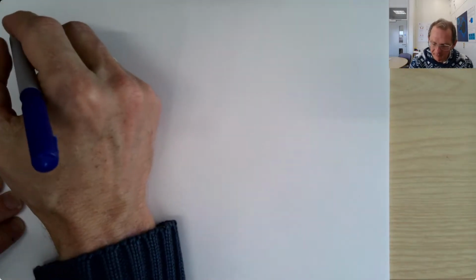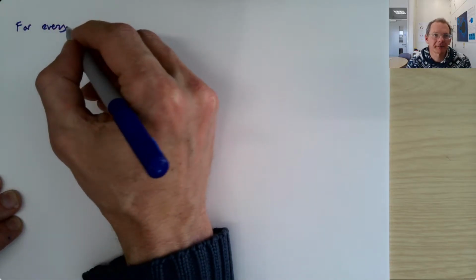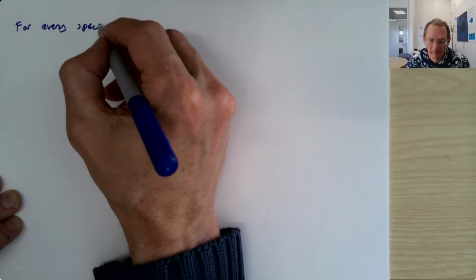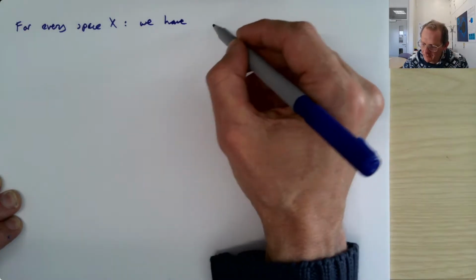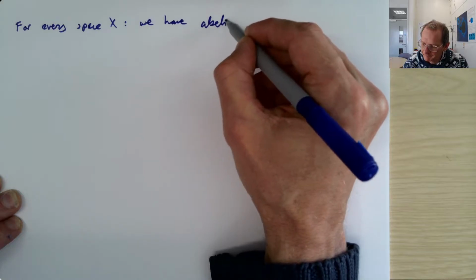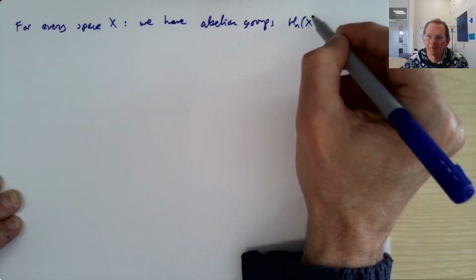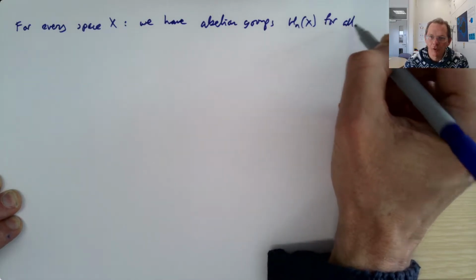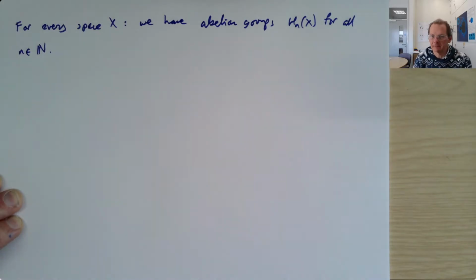In this video, we'll discuss the most basic applications of homology theory. So let's just begin by reviewing what we've proved about homology theory. For every space X, we have abelian groups H_n X for all natural numbers n.